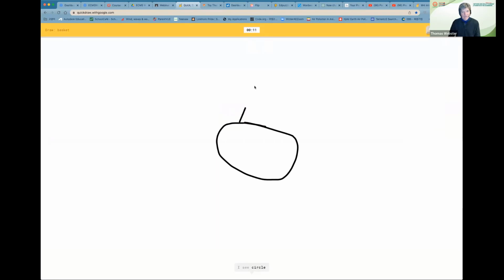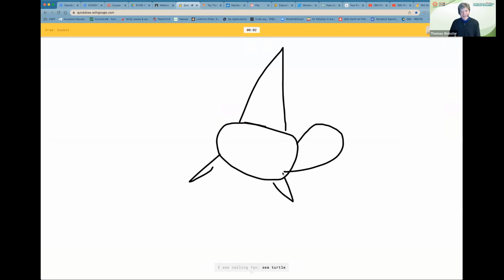I see circle. I see cherry. I see party hat, or toilet, or mosquito, or gear. I see ceiling fan, or sea turtle. Oh, I'm running out of time. Oh no, I didn't. Sorry, I couldn't get it.